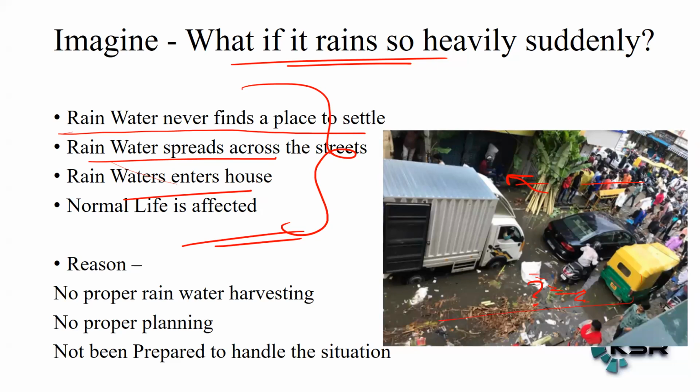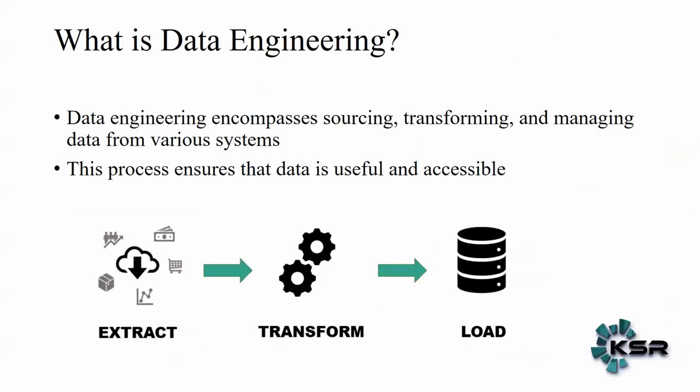When I go and complain to the government or talk to my councillors, the actual reason for this situation in my area today is that there was no proper rainwater harvesting and no proper planning. And moreover, this is a very important point: we were not prepared to handle this type of situation. Suddenly it rained, and we were not prepared. It has never happened before; it is such a huge rain. That is the reason we are not able to manage the rainwater properly. This is the situation that has happened today. I'll give you another use case.